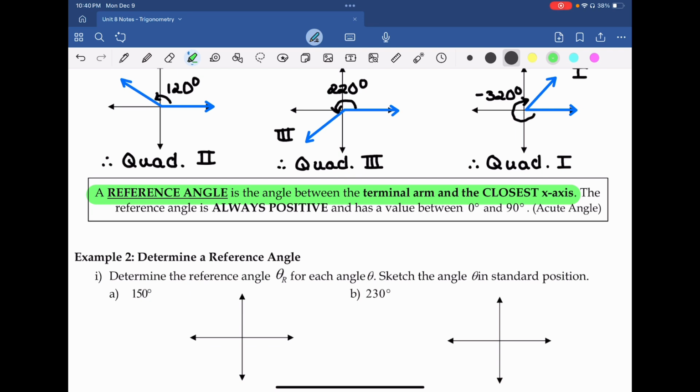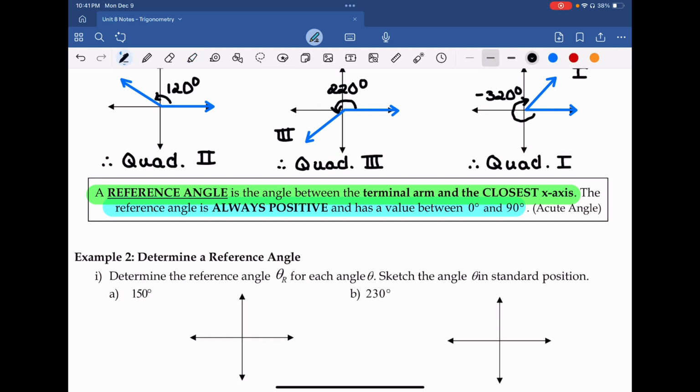We want to make sure that when we talk about a reference angle, it's always between the terminal arm and the closest possible x-axis. Now, the reference angle is always positive and it's between 0 and 90. So even if we rotate in the negative direction, we're always going to refer to it as a positive angle no matter what. And so let's make sure we highlight that subpoint here: the reference angle is always positive and between 0 and 90, aka an acute angle.